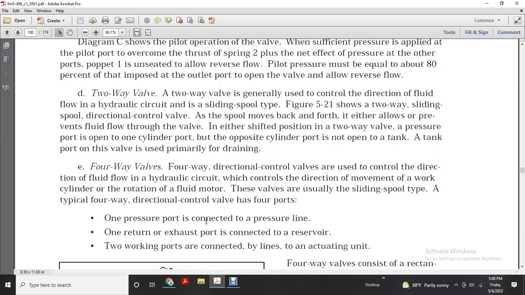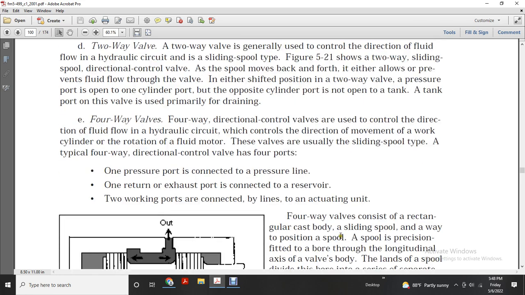The tank port is usually primary for draining. The four-way direction control valve controls the direction of fluid flow in the hydraulic circuit, and so controls the direction of movement of the work zone or the rotation of a fluid motor. The valve is usually a sliding spool type. A typical four-way direction control valve has 4 ports: 1 pressure port connected to the pressure line, 1 return exhaust port connected to the reservoir, and 2 working ports connected by lines to the actuating unit.